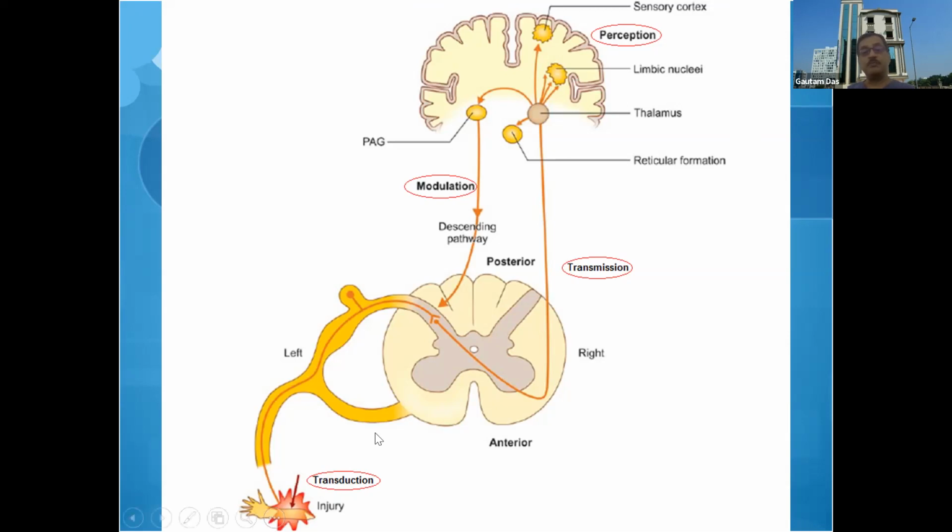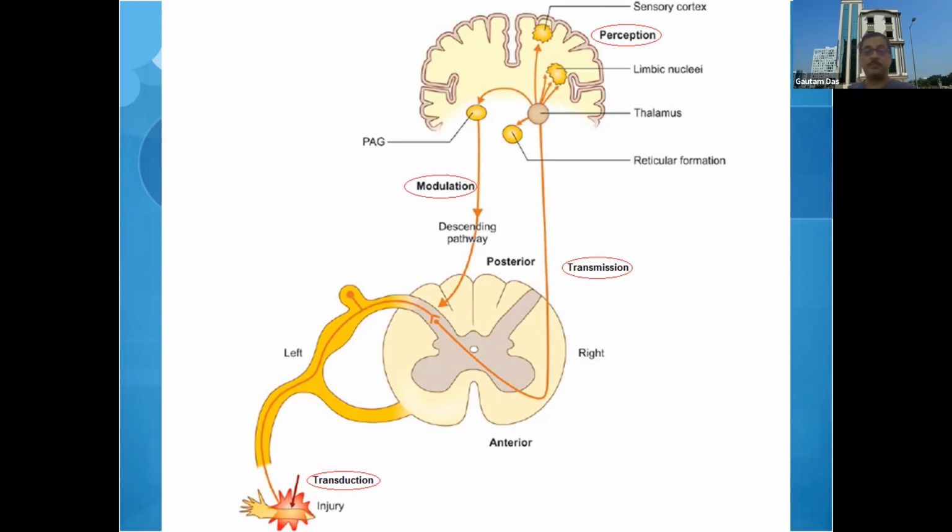First order neuron goes up to the dorsal horn, then second order neuron up to the thalamus, and from the thalamus the third order neuron goes to the postcentral gyrus. There are two types of nerve, A-delta and C fibers, which carry pain. So this is your transmission. I'm not going into the details of the different tracts, nerves and nuclei in this pathway. Just remember in a simple way the two different types of nerves and three orders of neuron: first order, second order, and third order.